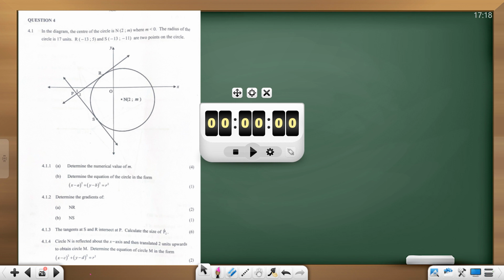All right. Let's walk through. Were you able to get M? What's the value of M? 13. M must be negative. Negative 3. Just by looking at where M is, I know M must be negative.